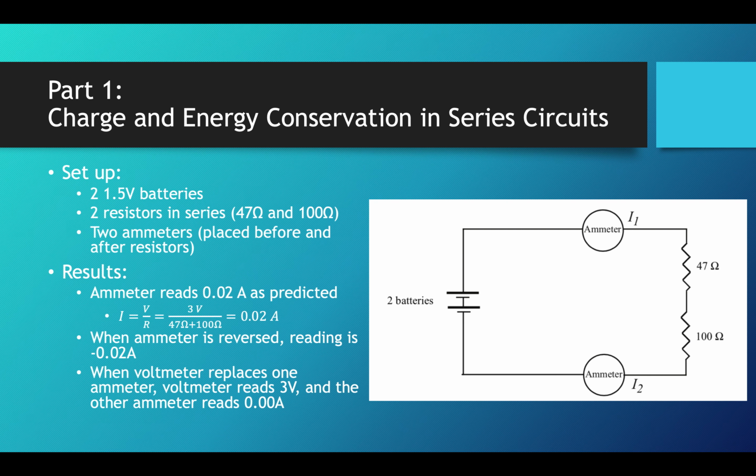In part 1 of this lab, we studied charge and energy conservation in series circuits. The circuit consisted of two 1.5 volt batteries, a 47 ohm and 100 ohm resistor in series, and two ammeters placed before and after the resistors. For the results, the ammeter read 0.02 amperes as predicted, and when reversed it read negative 0.02 amperes. When the voltmeter was replaced with the first ammeter, it read 3 volts.